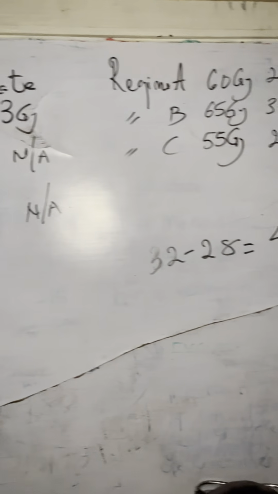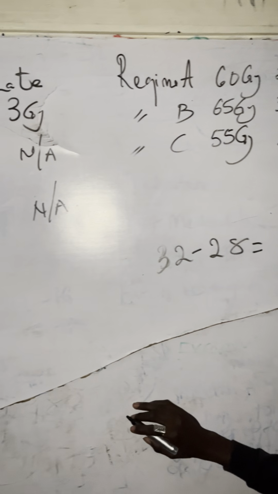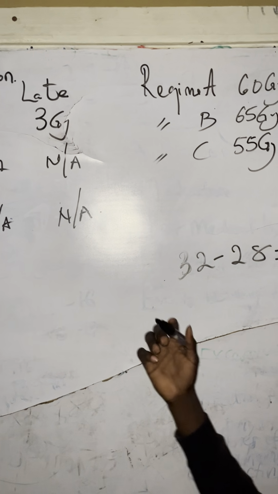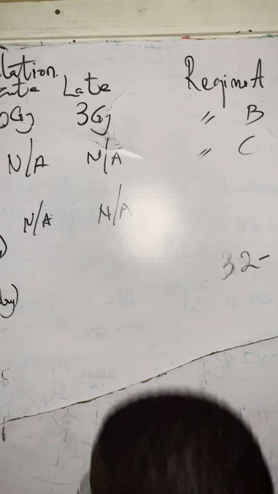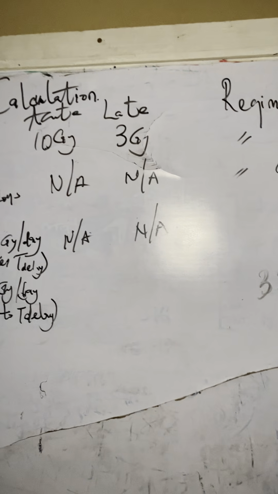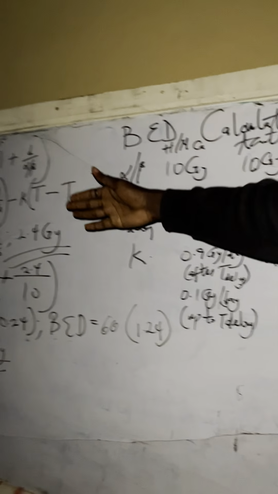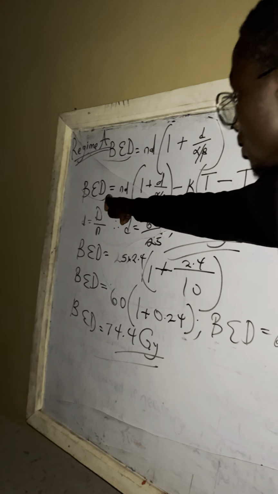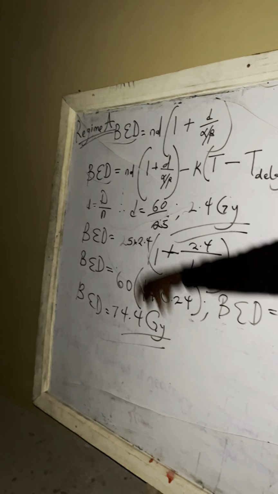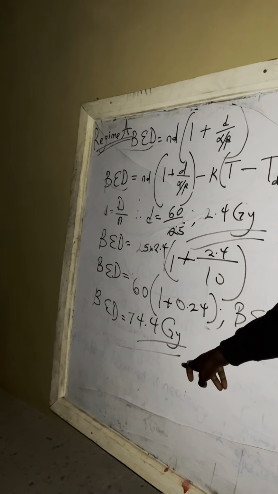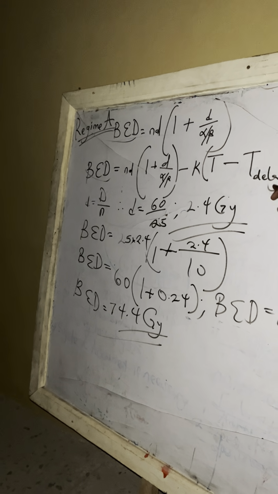That will be 4. So we have 4 days, and the K, which is our tumor repopulation, we have to multiply the K by the 4 in order to fit it into the formula. But to make it more understandable, let me bring back the formula here. So we've already gotten this part to be 74.4 gray, right? And this is the part we want to solve for now.